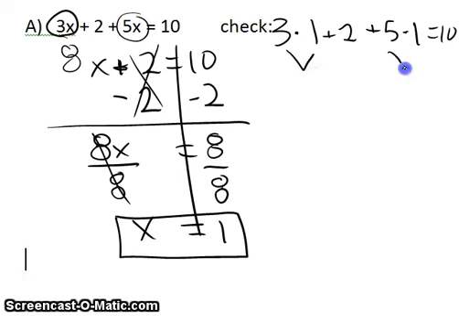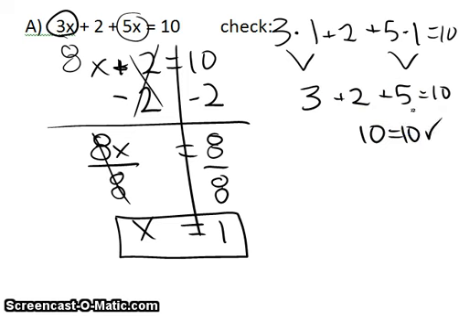Now I do order of operations. I do my multiplication first. So 3 times 1 is 3, 5 times 1 is 5, and now I add 3 and 2 is 5, plus 5 is 10. So 10 is equal to 10, and I did my equation correctly.